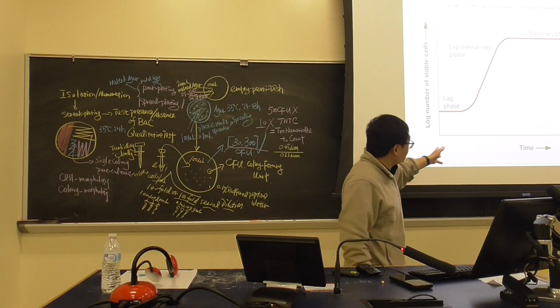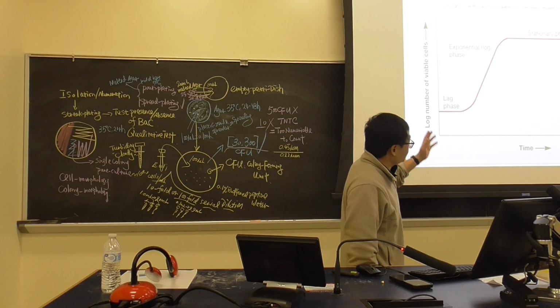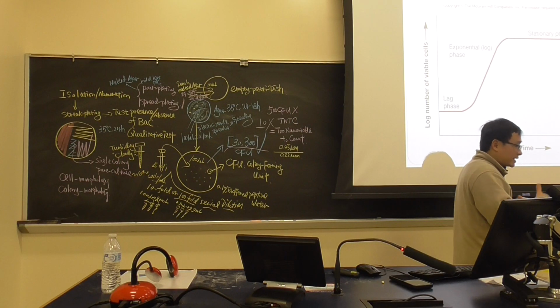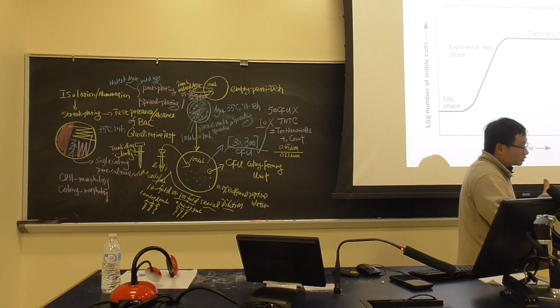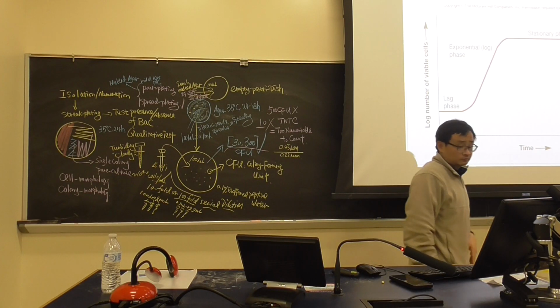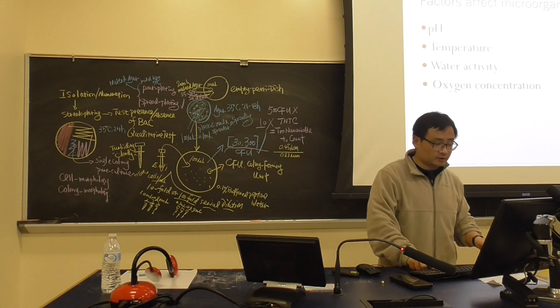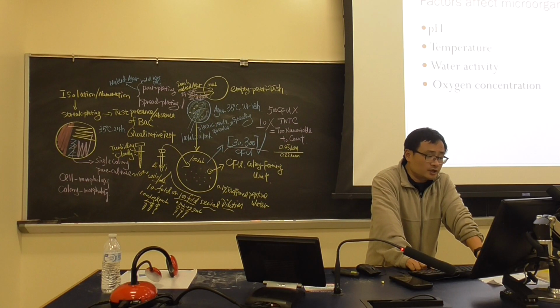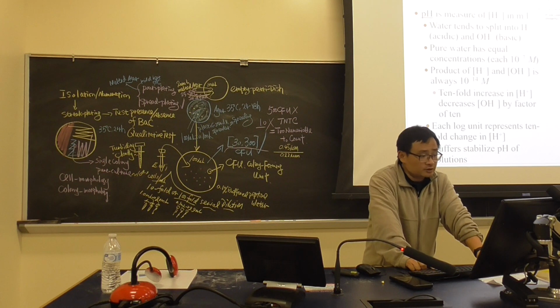Then you have a lag phase, preparation, log phase, growing dramatically, the stationary phase, growth and death is in balance because waste and nutrients are in balance. Then later on more toxicity, so death phase. It's very special for microorganisms. Factors affecting microorganism growth: pH, temperature, water activity, oxygen. Okay, what is the pH? That's easy.